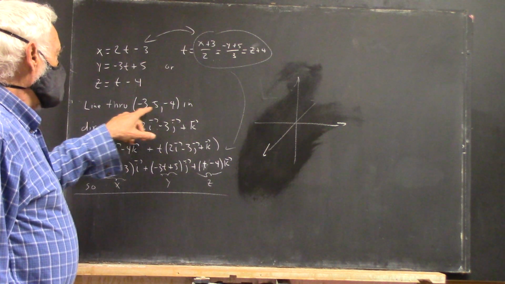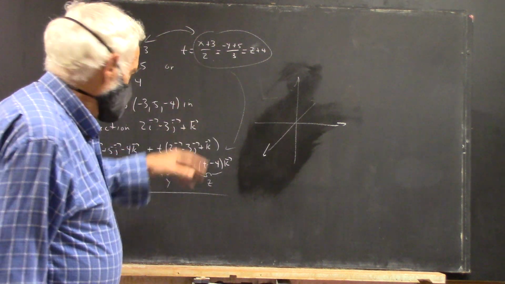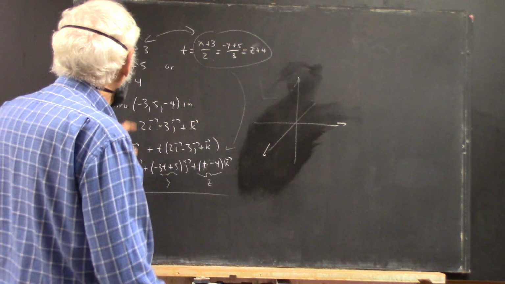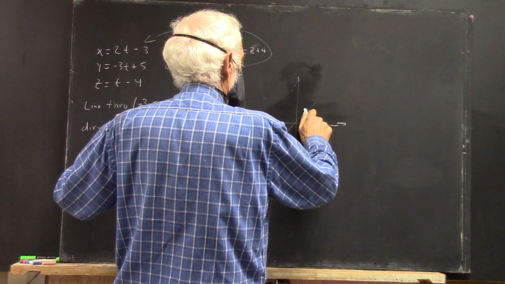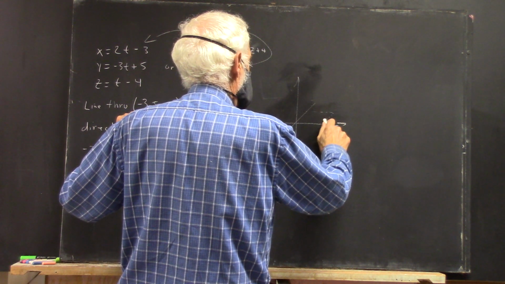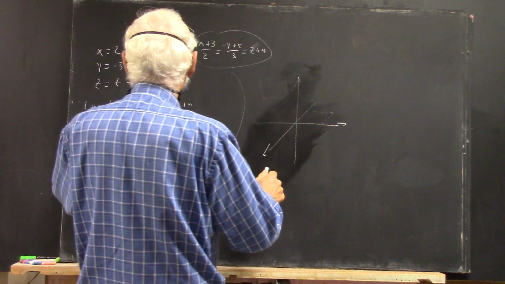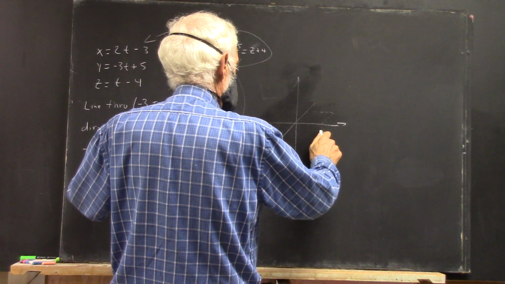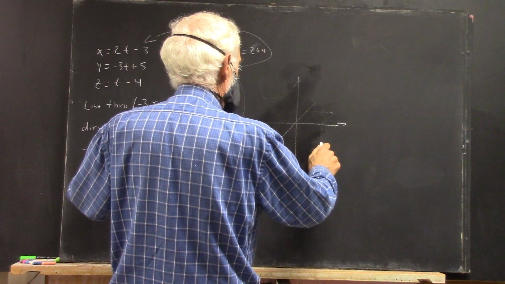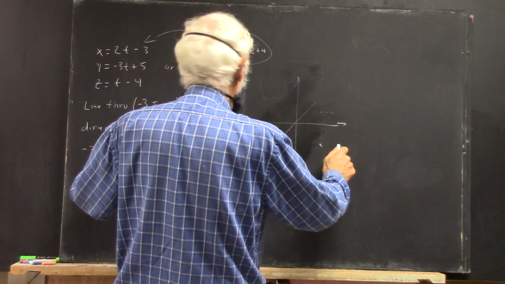Okay, be a little more careful with it. The point is -3, 5, -4. Seeing the point is this because I'm looking down here. -3 is over here, 5 is over here. So there's -3 on the x-axis, 5 on the y-axis, and then -4. So we come down 4 units here. So there is our point.